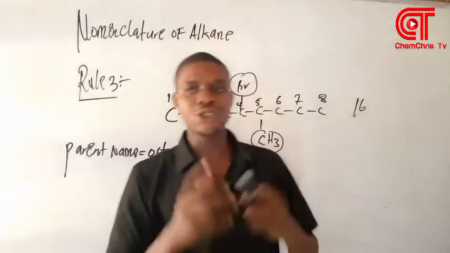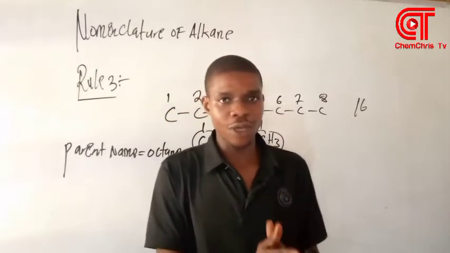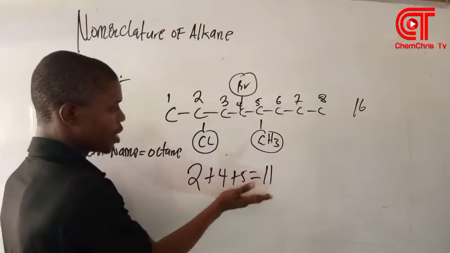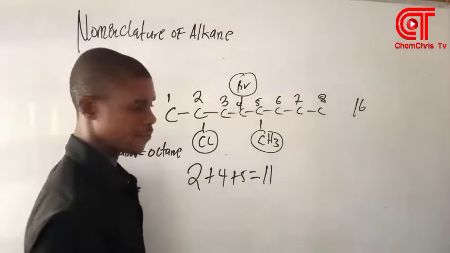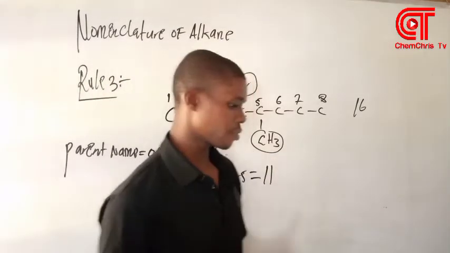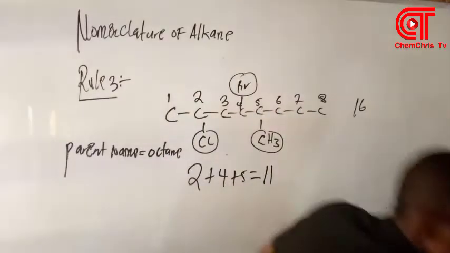So you say that the summation of the positions of the substituents must have the lowest possible number. So this direction gave us the lowest possible number. You get? So there are some things you need to understand. Take note of it. We are still going to use it here.